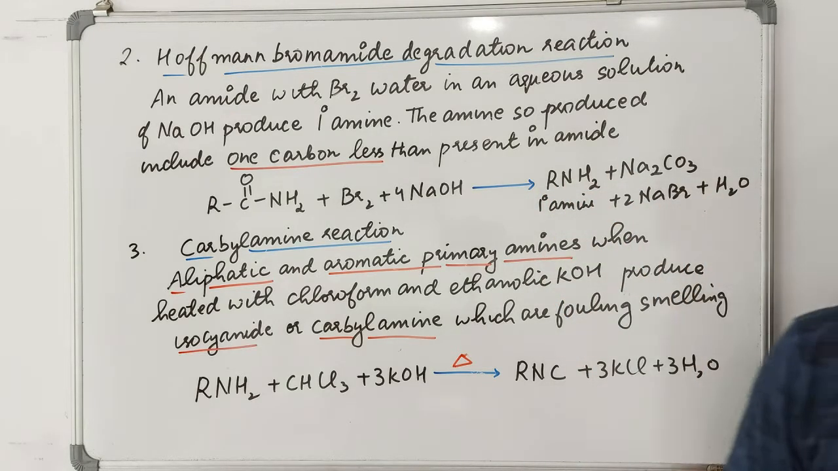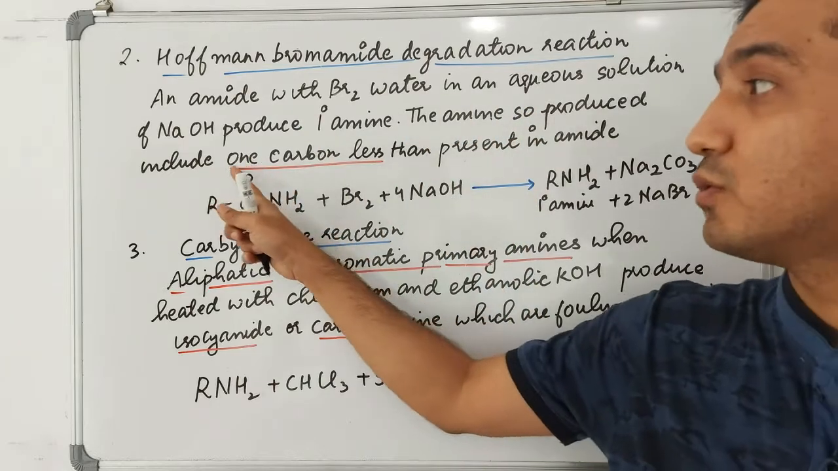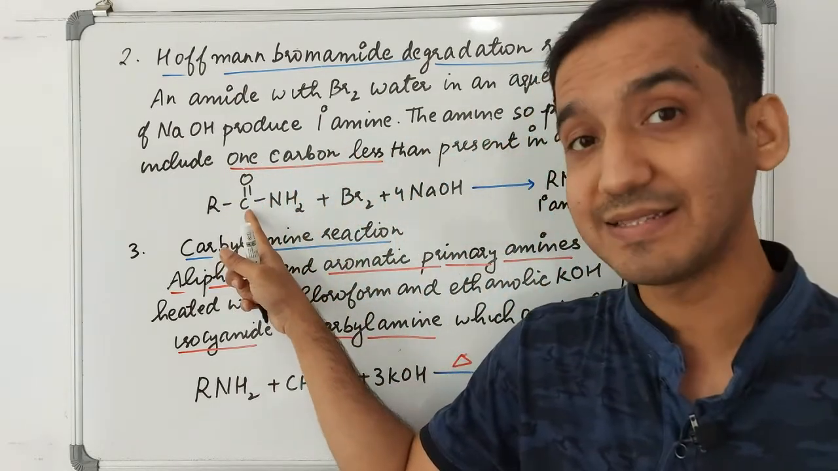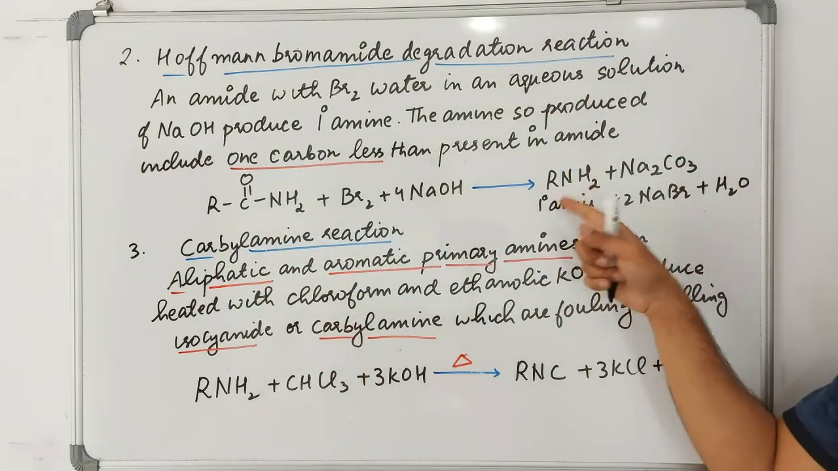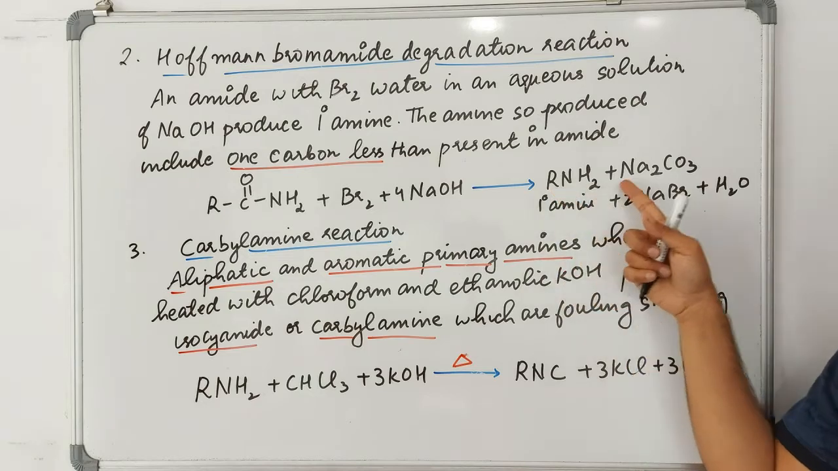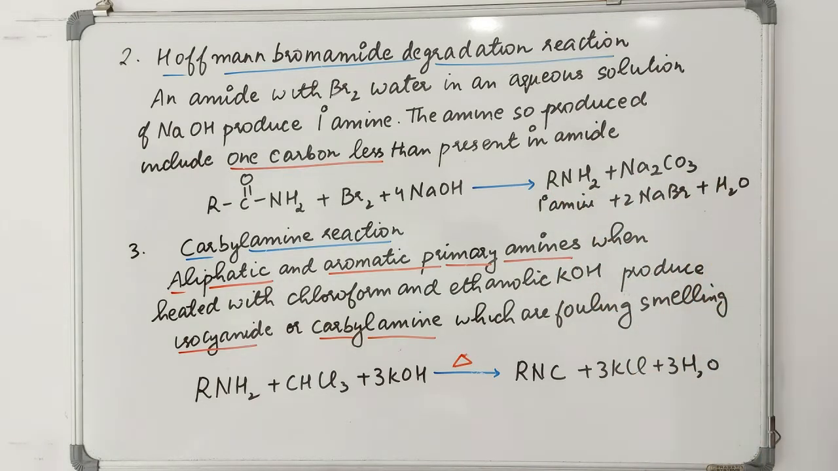The important point of this reaction is that the amine produced has one carbon less than the amide present. So in the amide, you look at this carbon; here one carbon is lost, so that's why it is called a degradation reaction. In the product you will get RNH2, Na2CO3, NaBr and H2O.